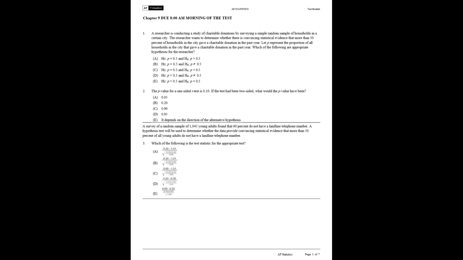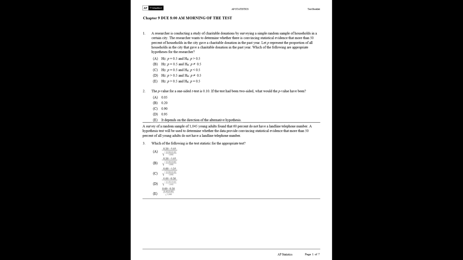Okay, here's the AP Classroom work for Chapter 9. Number 1, a researcher is conducting a study of charitable donations by surveying a simple random sample of 500 households in a certain city. I'm going to stop right here for a second.